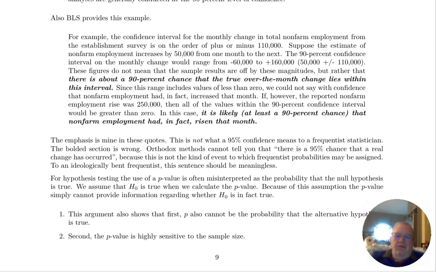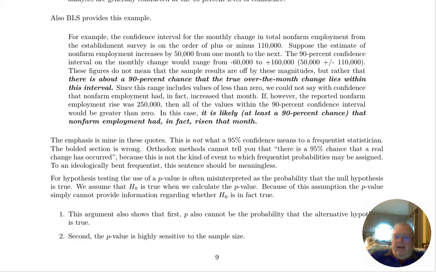But then we go back to the BLS, and in this particular one, we have a monthly change in total non-farm employment. There's a survey, plus or minus 110,000. You see why there's revisions, because it's a survey, and people eventually respond, and they come back and they revise, and so on. And this 90% confidence interval is going to be from minus 60,000 to 160,000. It's 50 plus or minus 110.